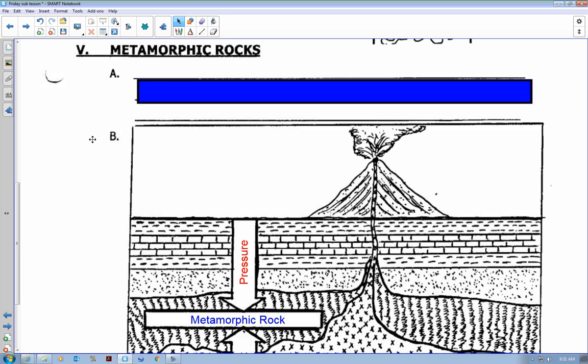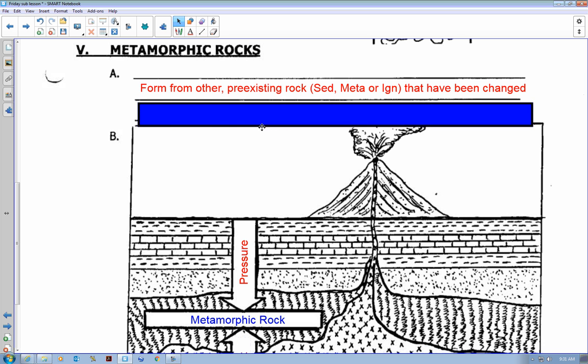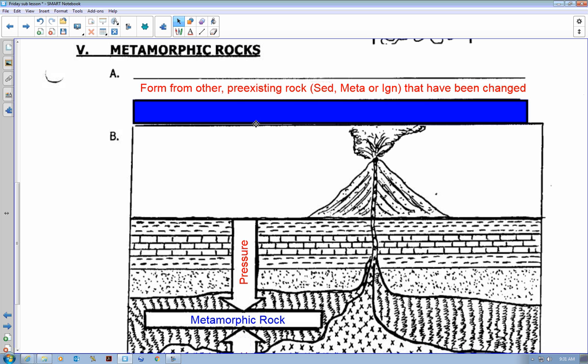And I should say, at any point, if you need to pause this video so that you can continue to write, or you can rewind and replay at any point, that's perfectly okay. So here we go. Metamorphic rocks. I think you studied this in 6th grade, so this should be a bit of a review for you.